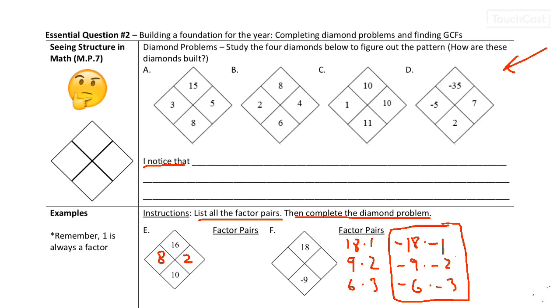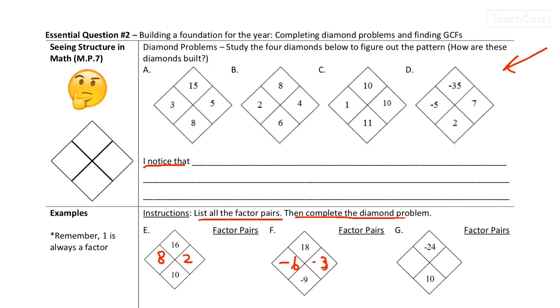So of all these 6 pairs, which one will add up to -9? So if you look, the pair that adds up to -9 of this list is going to be -6 times -3. So that's where we put our answer into our diamond. And it's that simple.